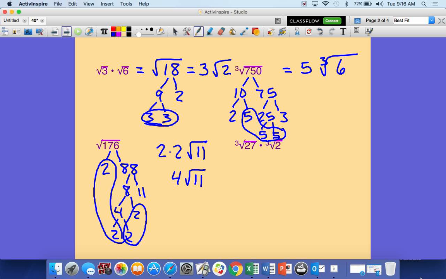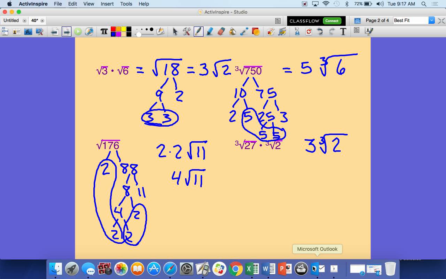Alright. Next one. This one we could do 2 different ways. Okay, the very first thing that I see here is I see cubed root of 27. Cubed root of 27 is 3. And then this can't be broken down, so I just write this behind it. Okay, so it's 3 times the cubed root of 2.